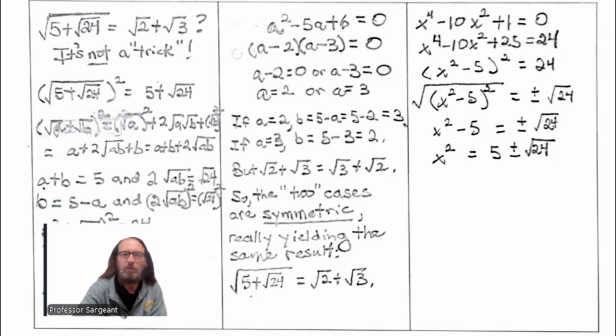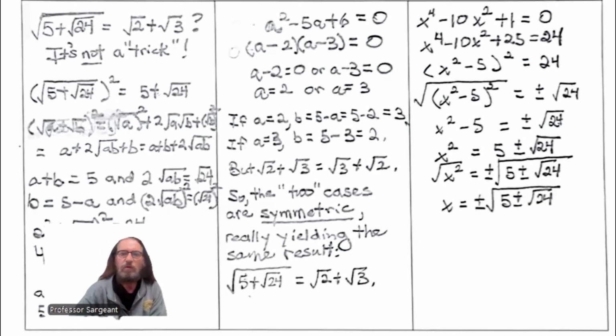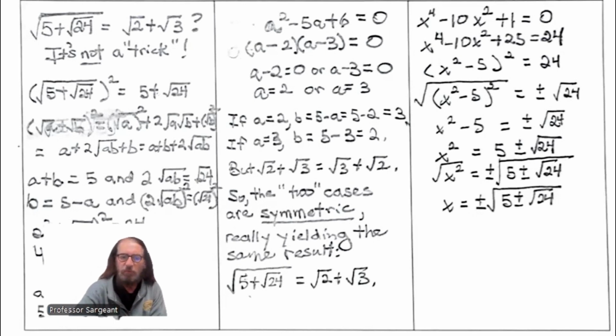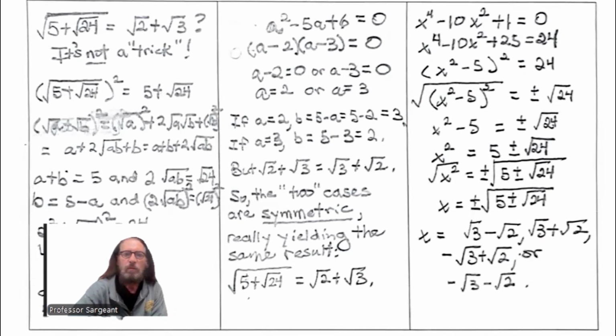Now take the square root of both sides again, so that x is equal to plus or minus the quantity 5 plus or minus the square root of 24. That's going to give us four solutions, one of them being the one we just simplified. And without going into all of the details here, you could show similarly the rest of them what the solutions are. Square root of 3 minus square root of 2, square root of 3 plus square root of 2, the one we just saw, negative square root of 3 plus square root of 2, or negative square root of 3 minus square root of 2.